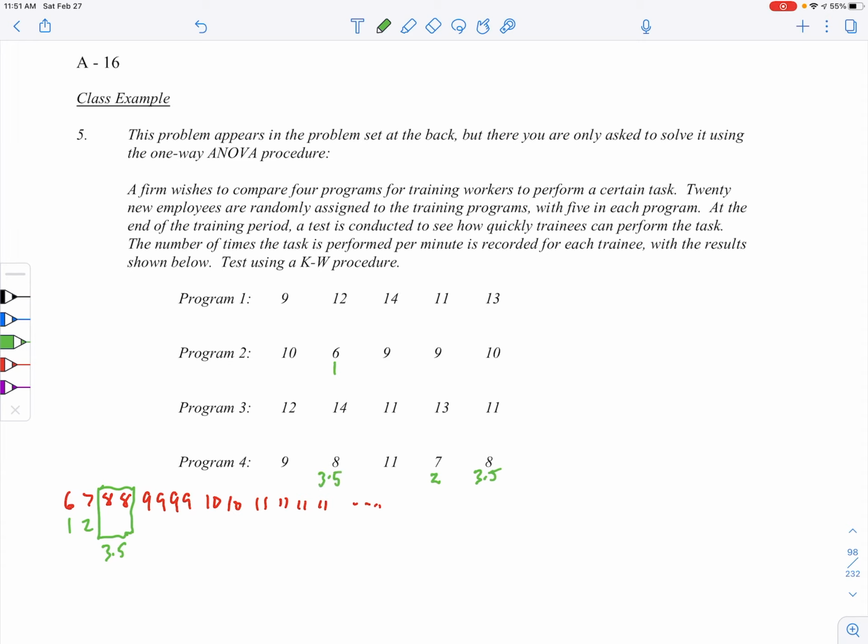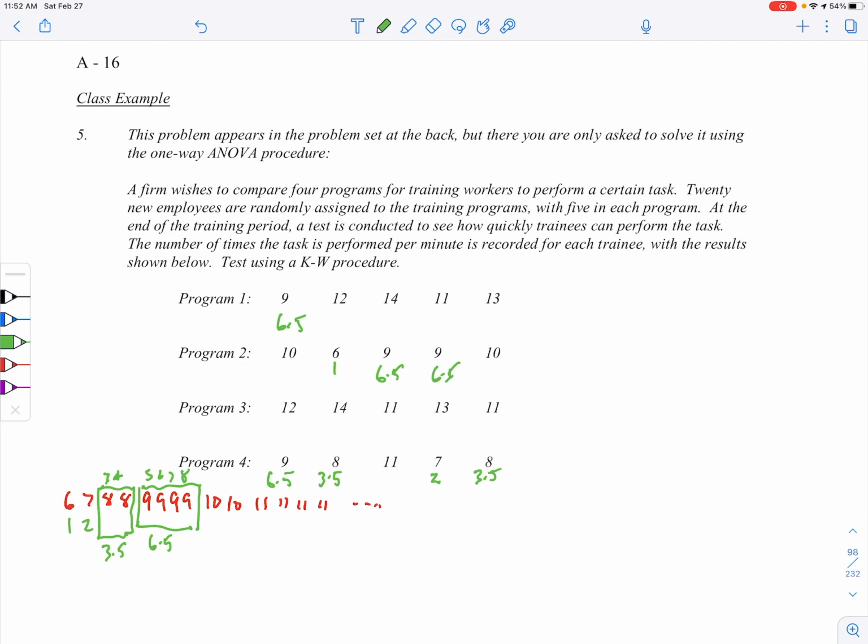Now we've got 4 9s here. And so the 4 9s would be the 5th, 6th, 7th, and 8th values. And of course, you can't distinguish between those, so what you do is you average them. So 5 plus 6 plus 7 plus 8 divided by 4 gives you 6.5 as the average ranking that we have there. Okay, and so that becomes 6.5, 6.5, 6.5, and 6.5.